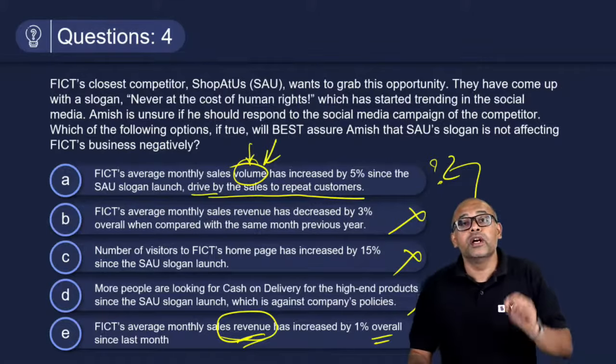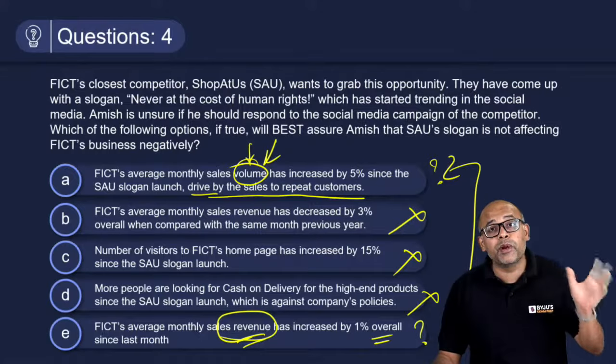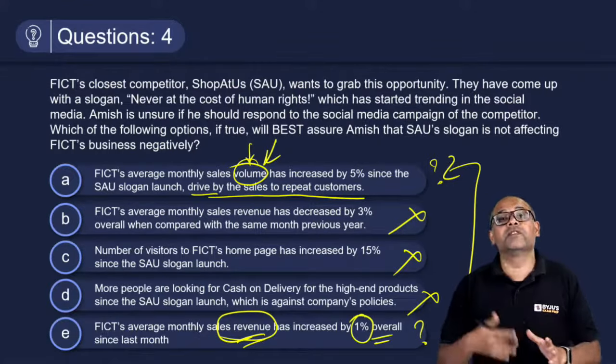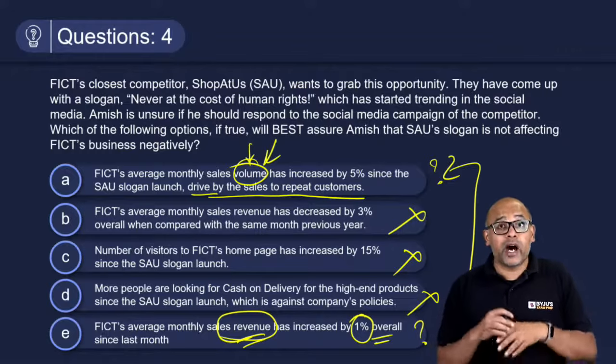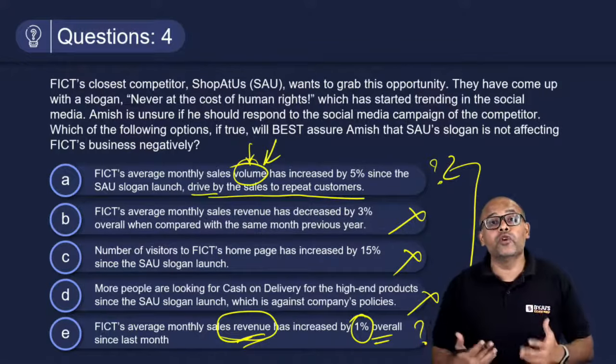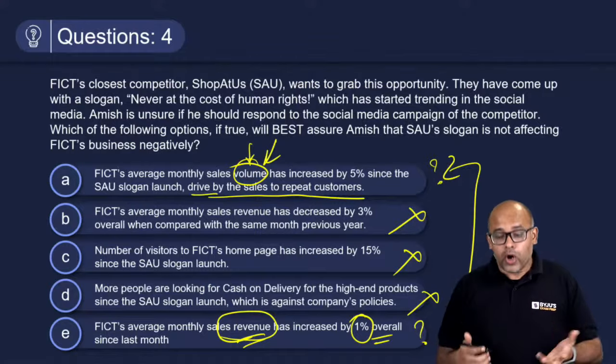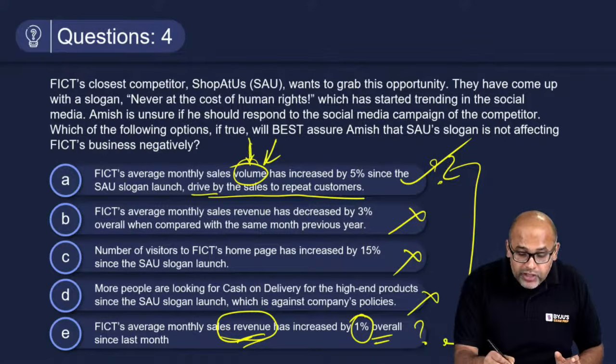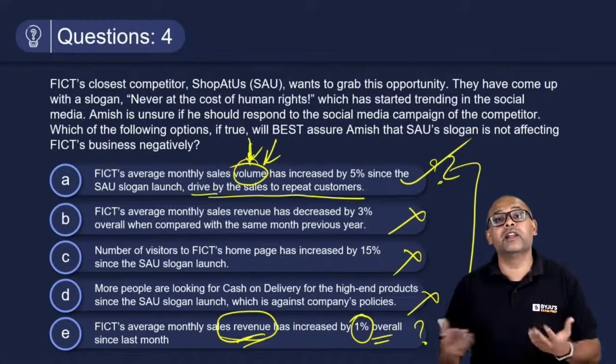Volume tells you that more and more people, or at least the same people, are not going away from you. But again, even if you're looking at revenue versus volume, it is 1% versus 5%. Both of them are on the positive side. Which one would you use? What is the best one to use? Obviously, I will use the 5%, which is numerically higher. Also, logically, volume is higher than revenue.